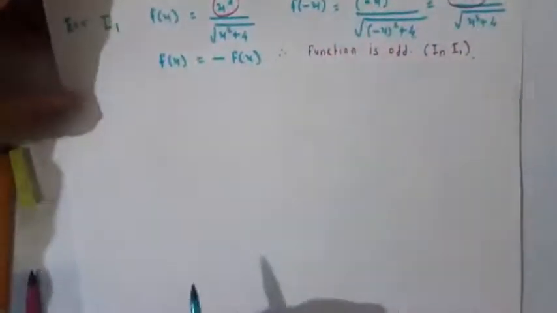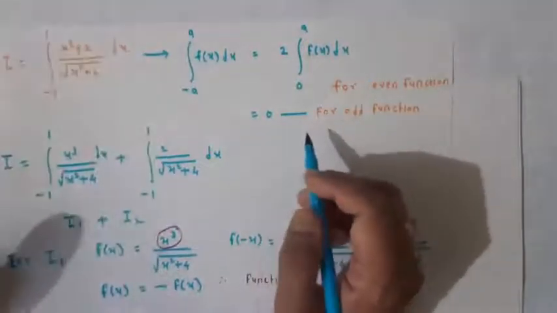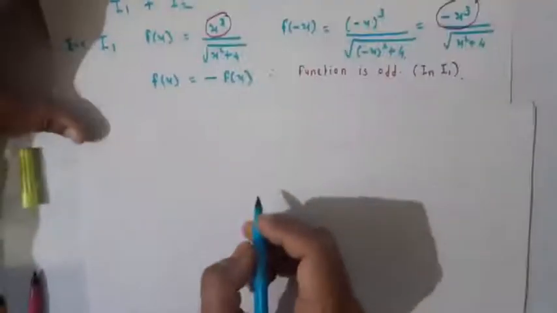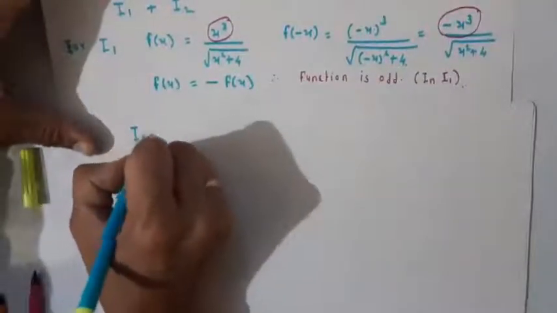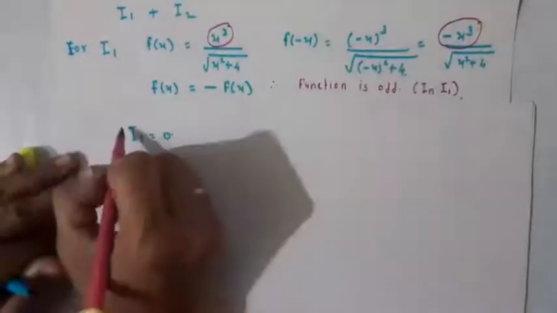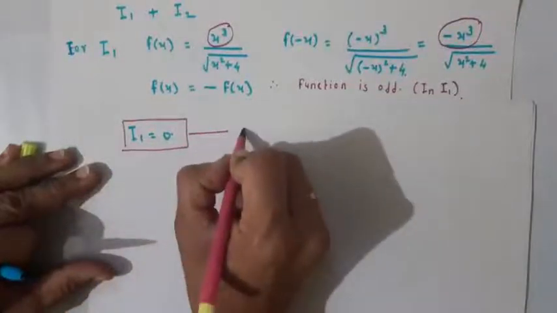And therefore, when the function is odd, according to this property, it is not necessary to evaluate the integration directly. We put it equal to 0. Because of the odd function, the value of I1 is 0 according to the above property. Okay.